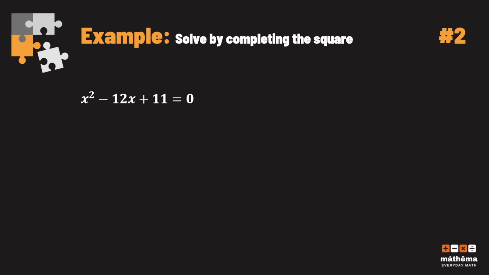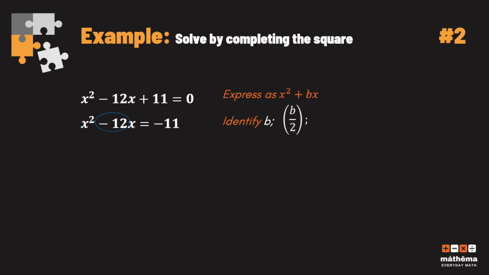Example number 2. We have x squared minus 12x plus 11 is equal to 0. Again, express as x squared plus bx. This will give us x squared minus 12x is equal to negative 11. Identify our b. In this example, our b is negative 12. Negative 12 over 2, that is negative 6. Negative 6 squared, that is a positive 36. So we need to add 36 to our equation. So we will write x squared minus 12x plus 36 is equal to negative 11 plus 36.